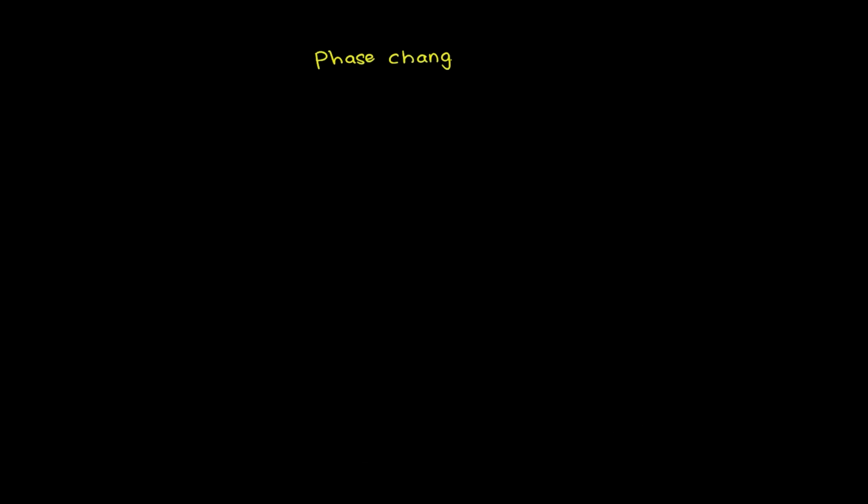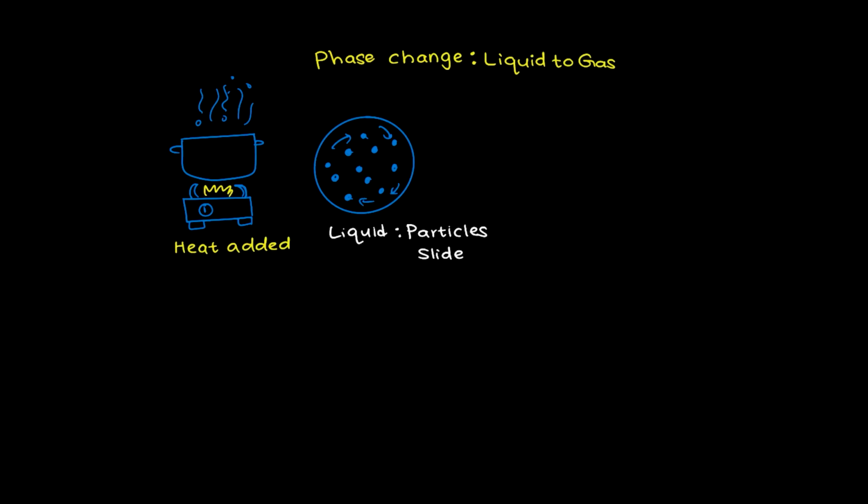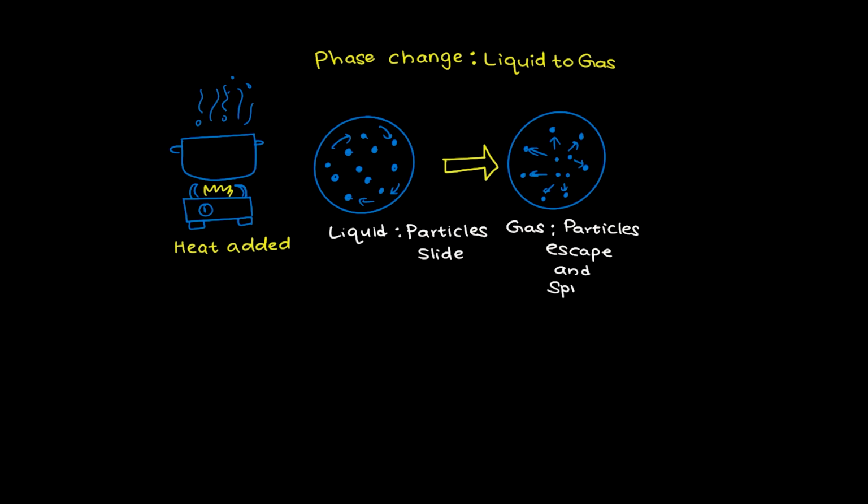Heat a pot of water on the stove. Eventually it boils, producing steam. Liquid water becomes gaseous water vapour. What happens to the particles during this transformation? They gain energy and move faster. In liquid water, particles have enough energy to slide past each other but not enough to escape entirely. Add heat energy and particles move faster and faster. At the boiling point, they have enough energy to break free from neighbouring particles completely. They spread apart, moving rapidly in all directions as a gas.